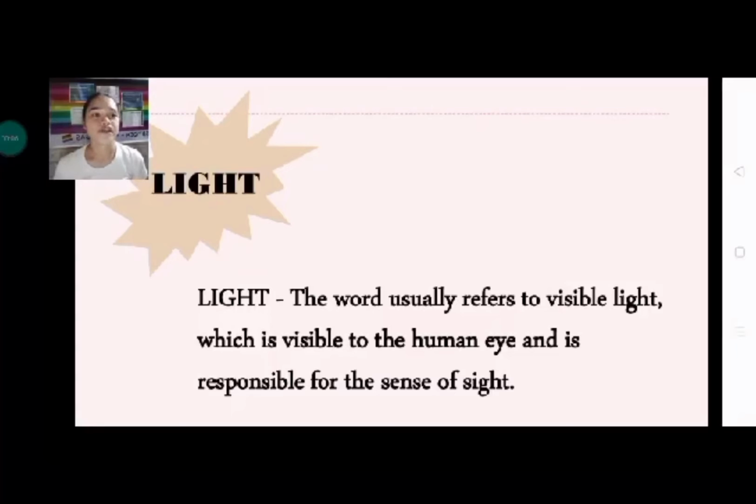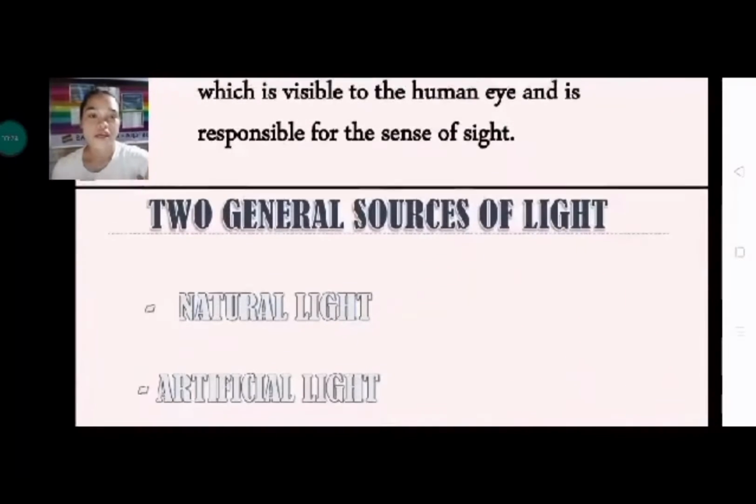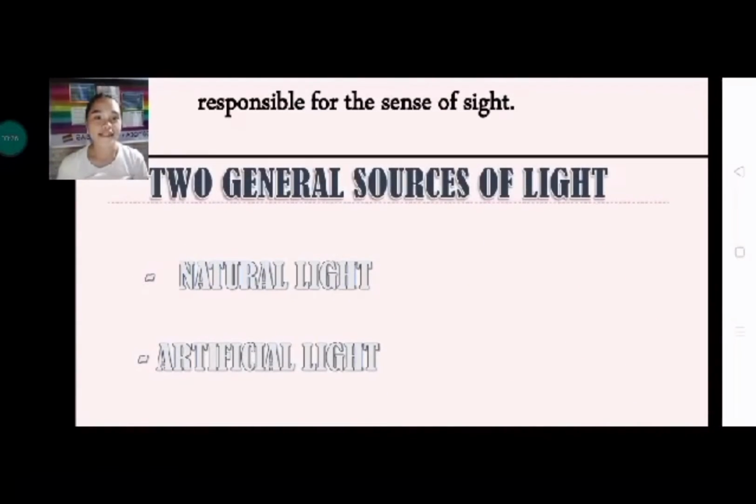Light usually refers to visible light, which is visible to the human eye and is responsible for the sense of sight. Light is an electromagnetic radiation within a certain portion of the electromagnetic spectrum. There are two general sources of light. The first is natural light and the second is artificial light.